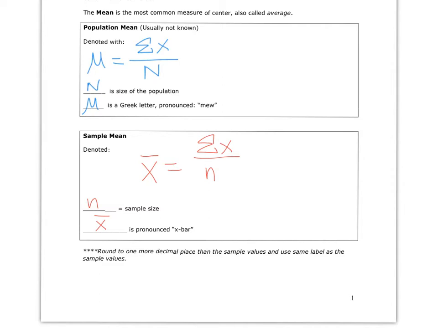Okay, this is really key, this next line: we round to one more decimal place than the sample values, and we're going to use the same label as the sample values. I'm going to refer to this often, so keep that in mind. If you have a question about how many decimal places to round to, you're going to look at your sample values and round to one more. Sometimes you will be told specifically, either by the text or by me in an assignment, and if that's the case, then go ahead with whatever you're told in that specific situation.